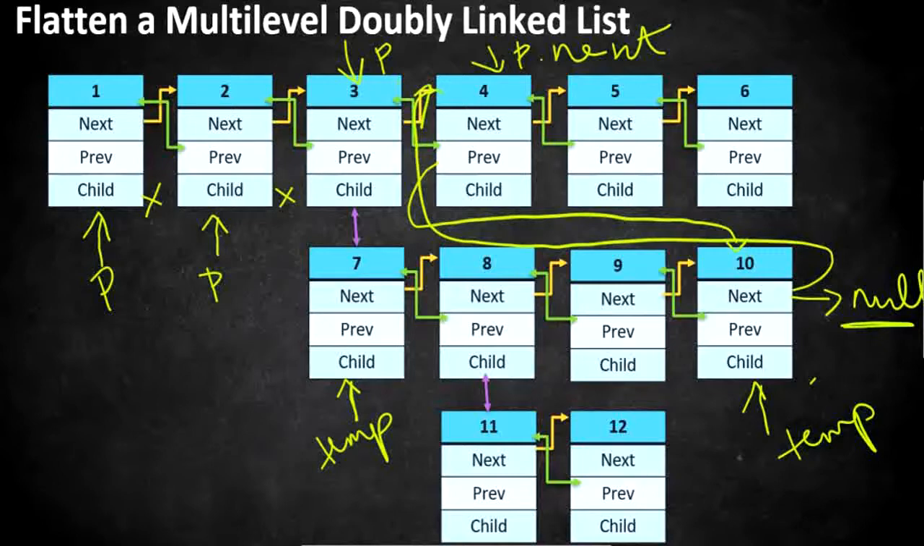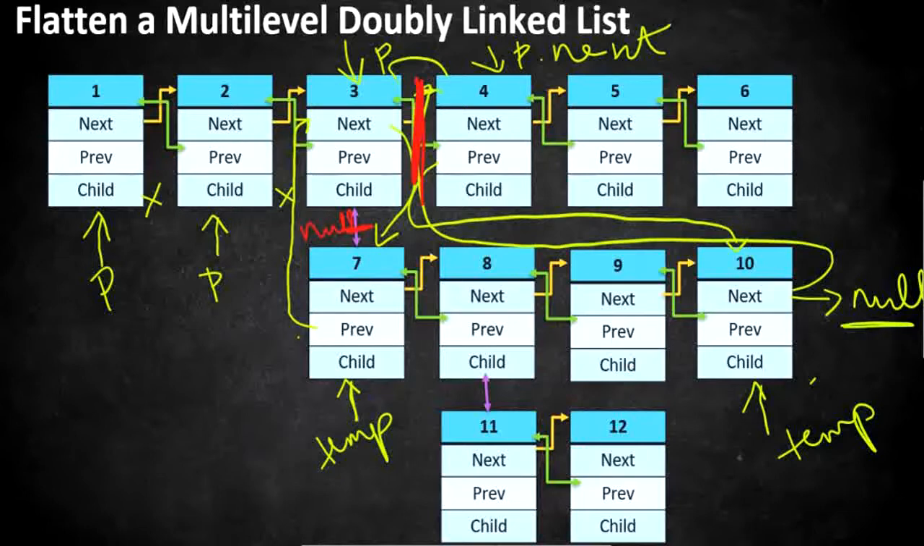So now it's time to connect P with temp. So P's next will be connected to 7 and 7's previous will be connected to 3. So now the connection has been established between P and 3 and 7 and 10 and 4. So it's time to remove the old connections. So 3 and 4 should not have connections. Also, we have to set the child connection between 3 and 7 to null, because since we made it single level, there should not be a child node. So we have established a connection.